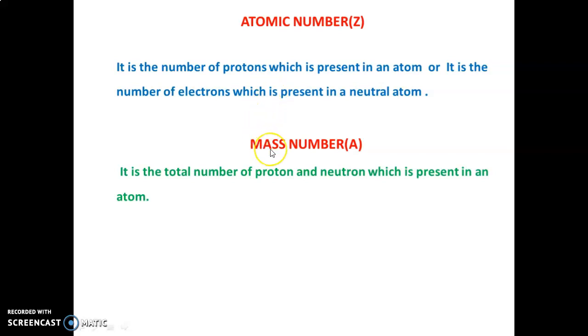Mass number is the total number of protons and neutrons present in an atom. Mass number is represented by capital A. Atomic number is expressed by capital Z.